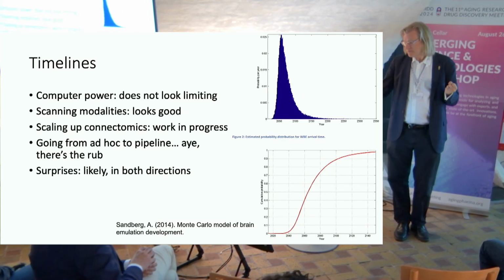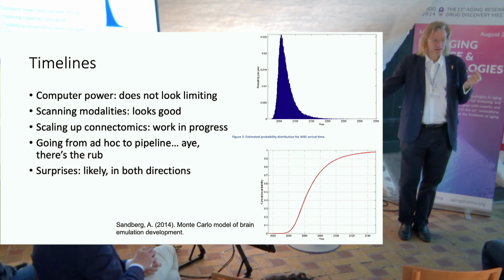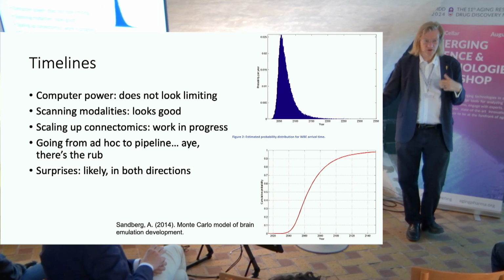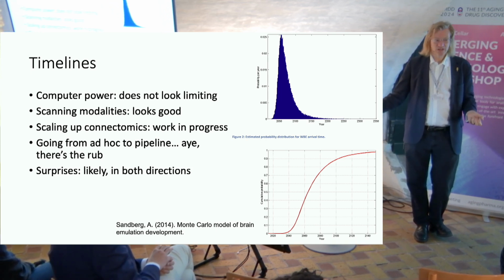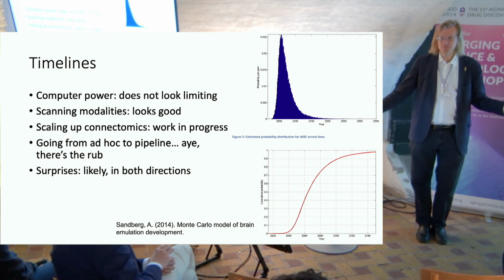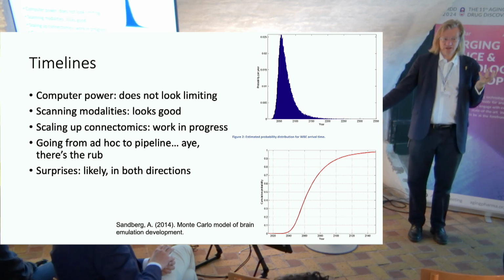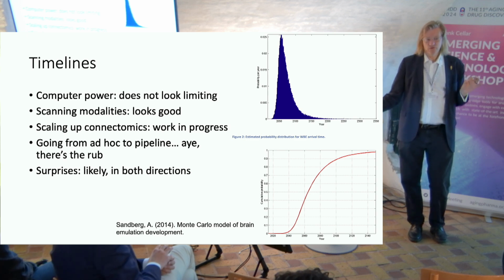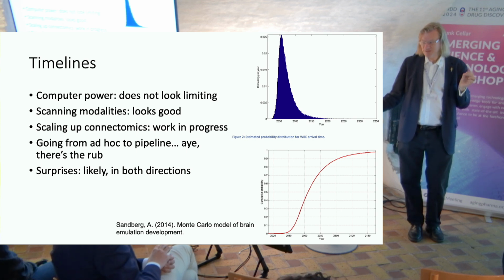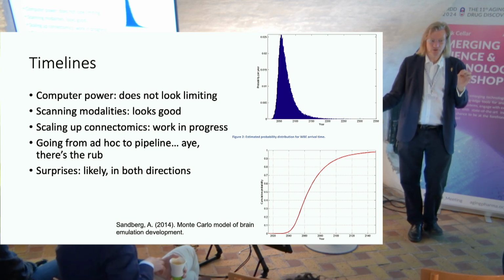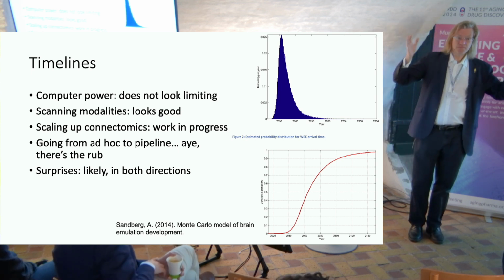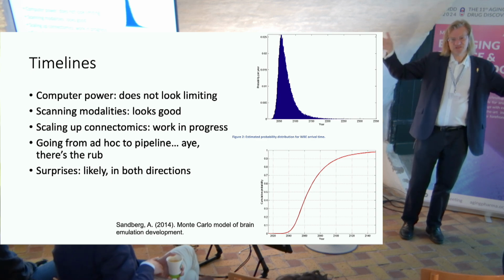So to sum up, what are the timelines here? Right now, it looks like computer power is doing fine. The AI world and to some extent the cryptocurrency world have suffused the world with GPUs, so it looks like we are not going to run out of computing power. The scanning modalities look rather good, at least the ones I mentioned. There are many interesting tricks here and people seem to be very, very creative on that side. Now, that seems to be hindered, of course, by the cost of scaling up the connectomics.